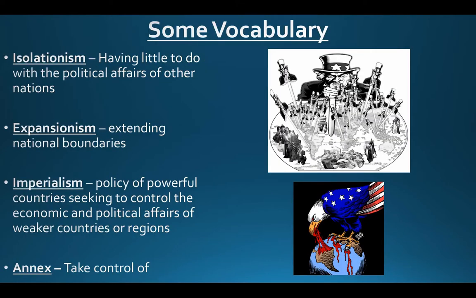So there is some vocabulary that you should really know going into this unit. For starters, this whole idea of isolationism, which is where the United States stood prior to this period, having little to do with other political affairs of other countries. You're going to have the idea of expansionism, with these countries trying to extend their national boundaries. Imperialism in general, right, which is a policy of powerful countries seeking to control the economic and political affairs of weaker countries or regions. And then the word annex, which simply means to more or less take control of.